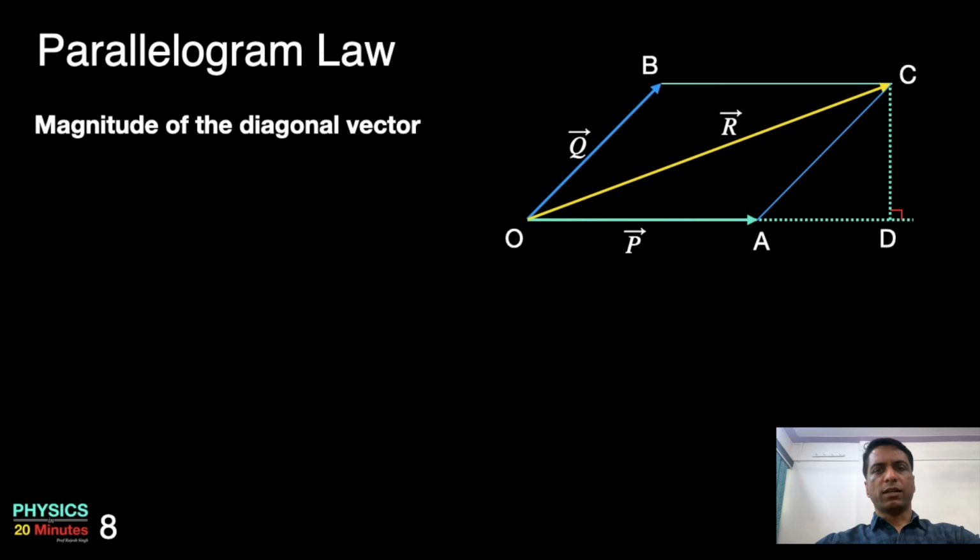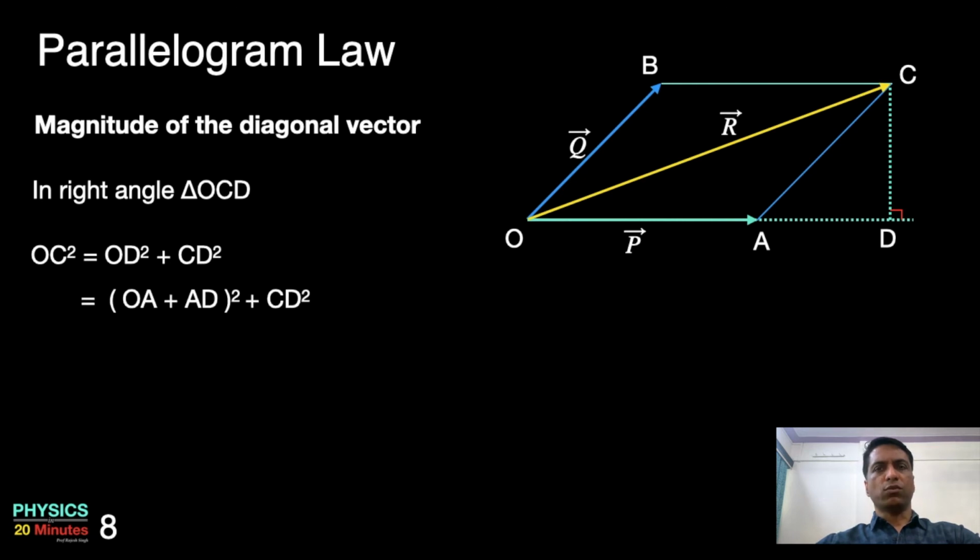You can see that this diagram has two right angled triangles, one larger one OCD and one smaller triangle ACD. You can apply Pythagoras theorem to these triangles. In the larger triangle OCD, hypotenuse is OC. Therefore, OC square is equal to OD square plus CD square. But OD is the sum of two lengths OA and AD. So it will be OA plus AD the whole square plus CD square. We can expand this bracket. You get OA square plus 2 OA AD plus AD square plus CD square.